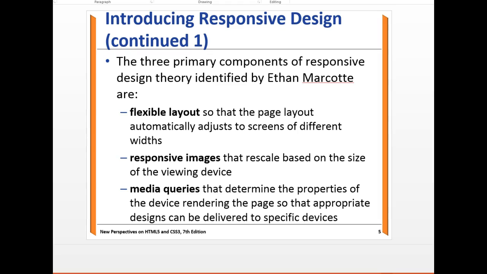There are three primary components of responsive design theory that are identified by Ethan Marcotte. Those are flexible layout, so that the page layout automatically adjusts to screens of different widths; responsive images, so that they can be rescaled based on the size of the viewing device; and media queries that determine the properties of the device rendering the page, so that the appropriate design can be delivered to those specific devices.